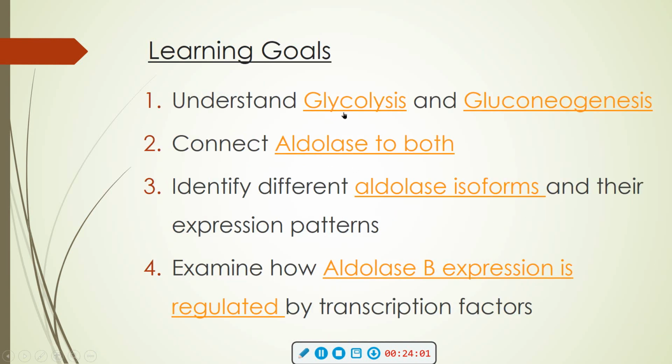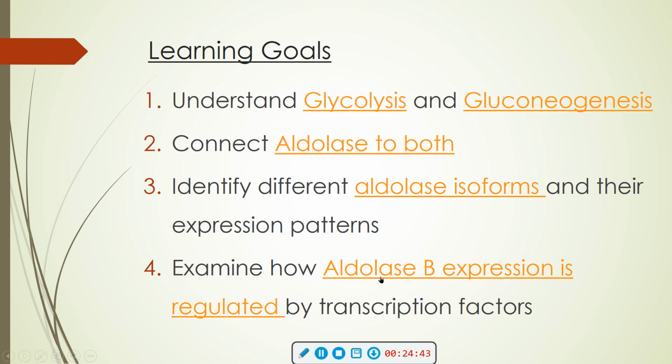Okay, so glycolysis, turning glucose, breaking it down into two other forms of 3 carbon molecules. Gluconeogenesis, taking those 3 carbon molecules and connecting them back together to create glucose. Aldolase is the enzyme that makes both of these processes possible. And there are 3 forms of it, A, B, and C. Now I want to focus specifically on B.